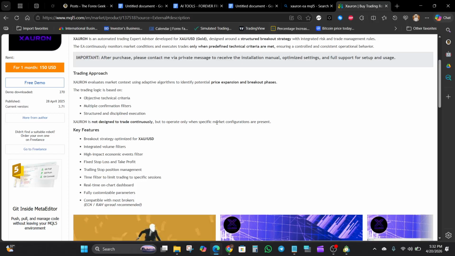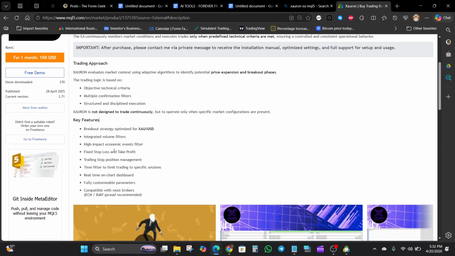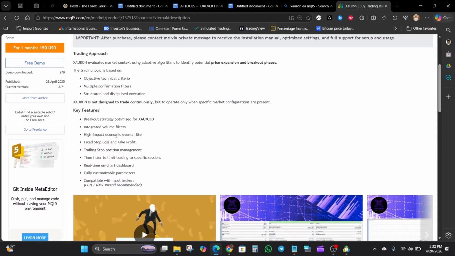Now, looking at the core features, we've got a breakout based trading approach. We have volume filters, which likely help confirm momentum behind moves. And then we also have the high impact economic events filter. That is going to be the news filter, which avoids high impact economic events. And then we have our time filter. We have fixed stop loss and take profit, and then we also have the trailing stop. The time filter means it only trades during specific sessions.